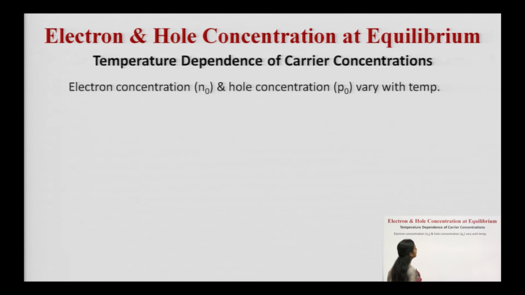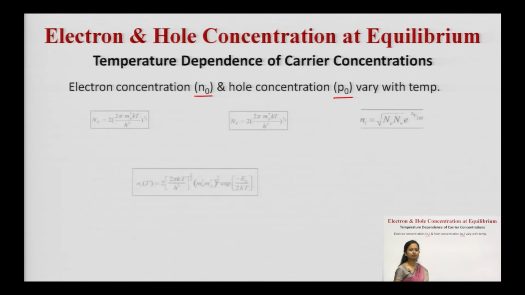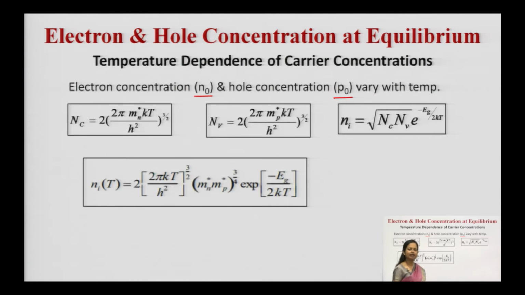Now, temperature dependence of carrier concentration. How does carrier concentration vary if there is a variation in the temperature? This is a very important point. The electron concentration, denoted by N naught, and the hole concentration, denoted by P naught, vary with the temperature. But how to understand it? You can understand it with the help of a curve which can be plotted, and before plotting that curve, you need to relate each and every term which you have studied till now.